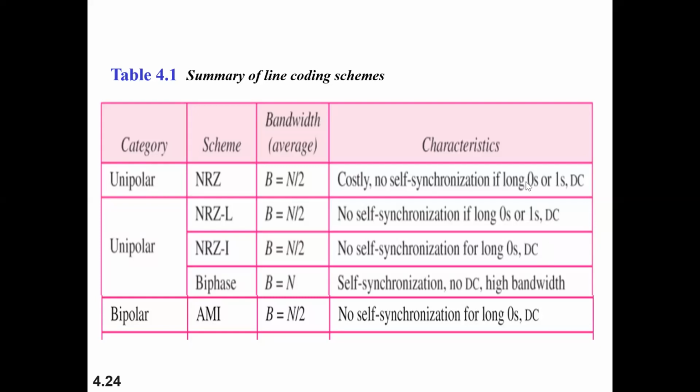Whatever we have seen with respect to unipolar non-return to zero, the same thing happens with respect to polar non-return to zero level. Whereas polar non-return to zero inverted is not self-synchronous. That means it does not have the ability to synchronize by itself.